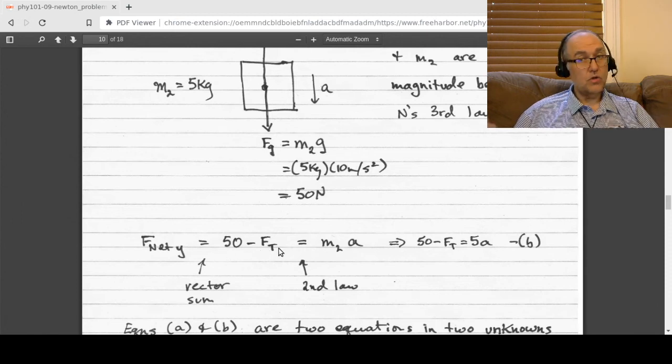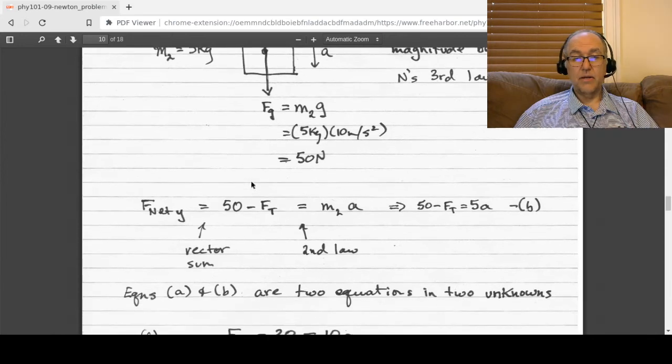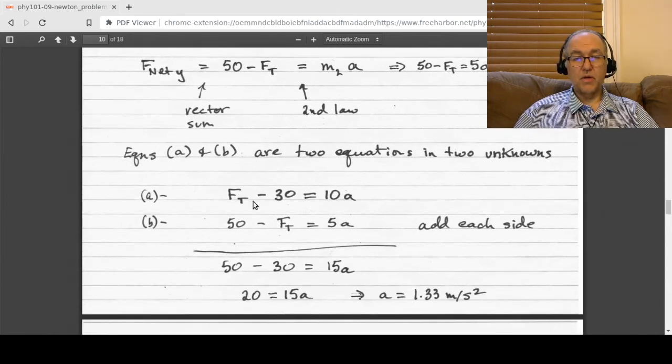And that's got to equal, by Newton's second law, M2A. Why M2? Because this is the free body diagram for mass number 2, and mass number 2 is 5. So if we put in 5 for M2 here, we get this formula: 50 minus FT is equal to 5A. And so now we have two equations with two same unknowns, FT and A. Equation A and equation B. I just wrote them here. Here's equation A, FT minus 30 equals 10A. And here's equation B, 50 minus FT equals 5A.